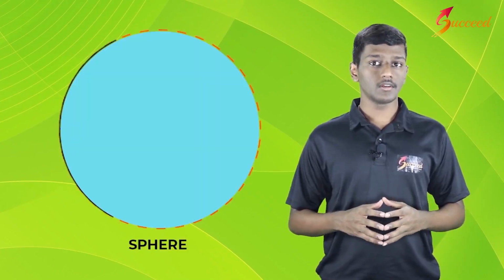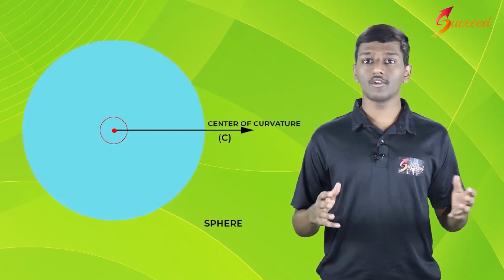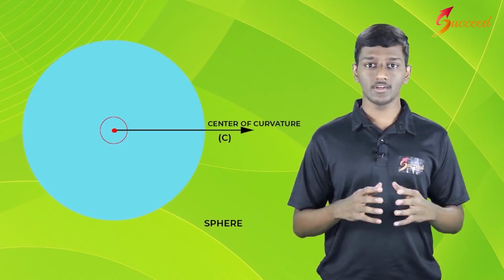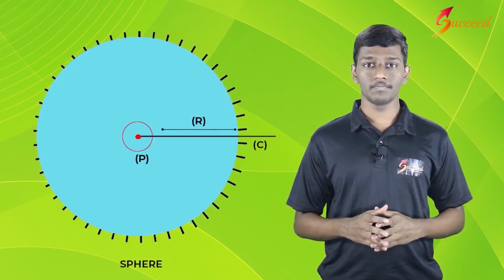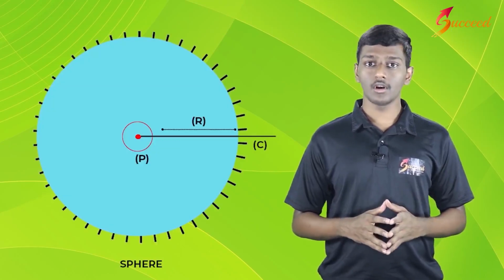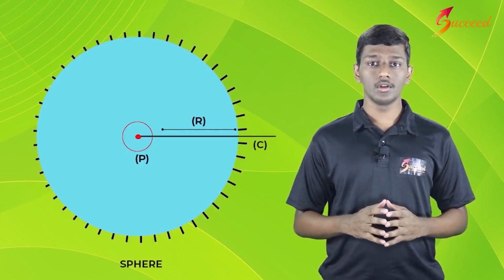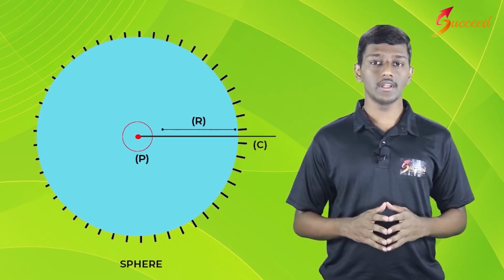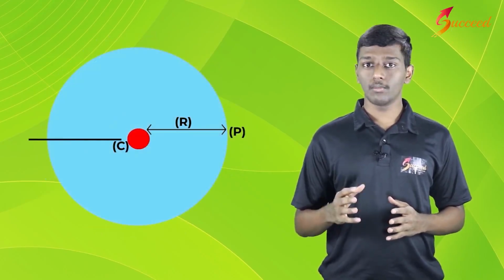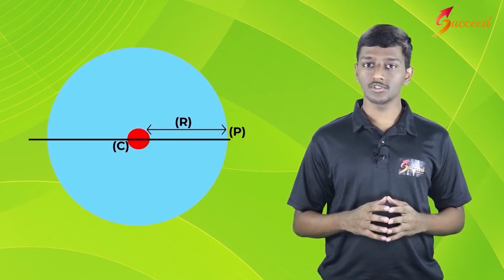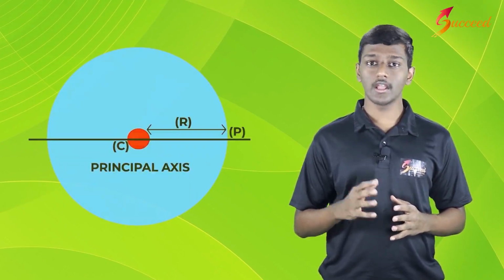We know that a spherical mirror is a part of a sphere and the center of this sphere is called the center of curvature. It is represented by capital C. The radius of this sphere is called the radius of curvature. We can see that the distance from the pole to the center of curvature is equal to the radius of curvature of the spherical mirror. The imaginary line passing through the pole and the center of curvature is called the principal axis. It is always normal to the spherical mirror at the pole.